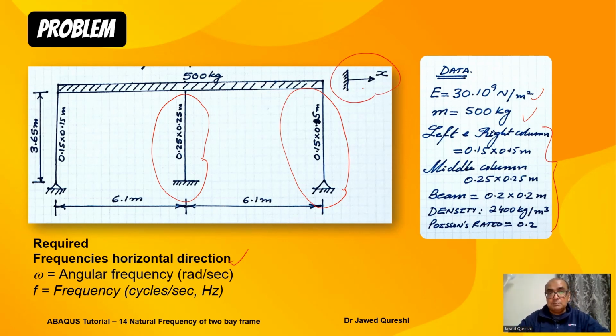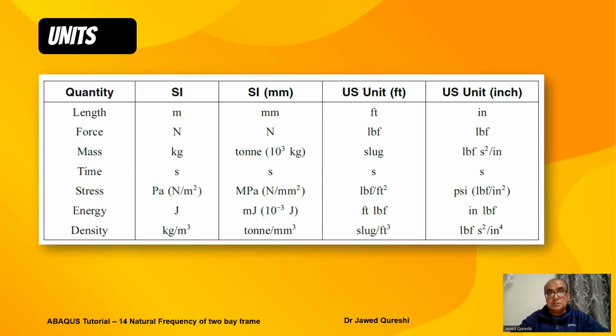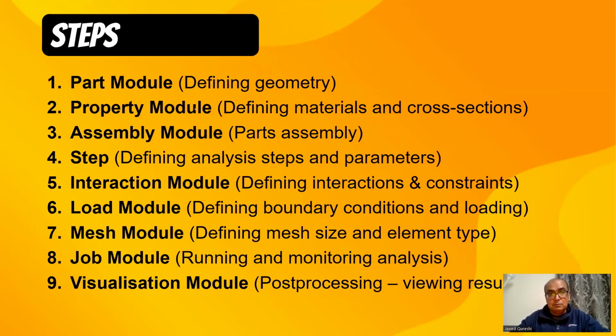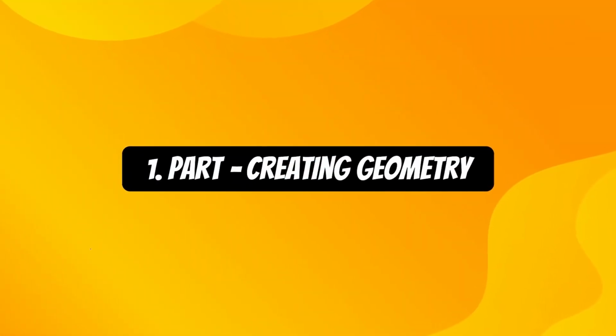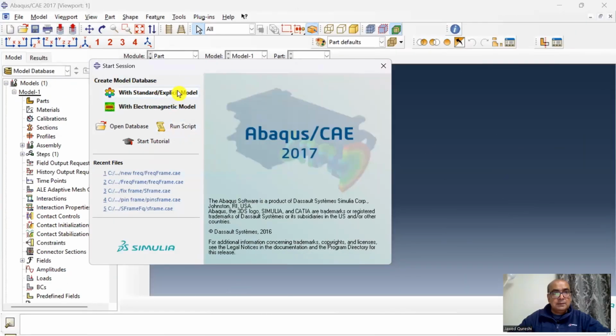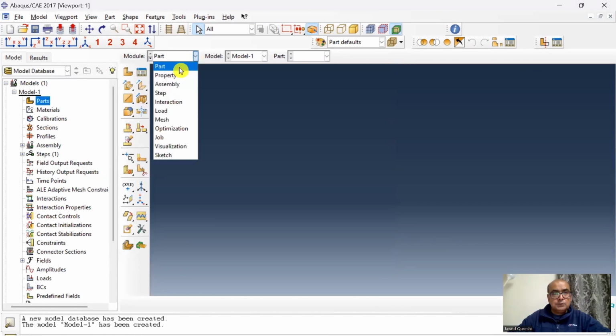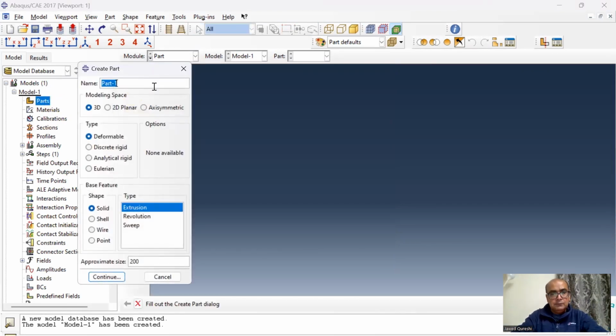Let us solve this problem first of all in Abaqus. For solving the problem in Abaqus, as usual, I will be using SI units, and these are the units that I'll be focusing on. I will use these 9 steps to model this problem in Abaqus. First step is part where we will create geometry. We'll start with Abaqus Standard. Go to part module, double click on part.